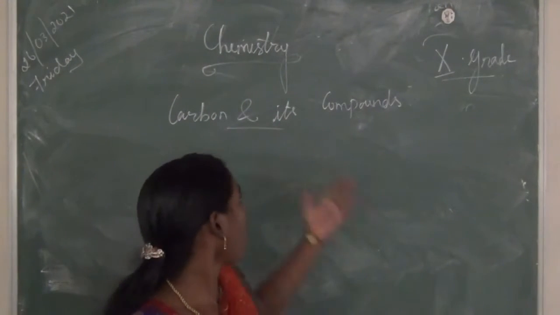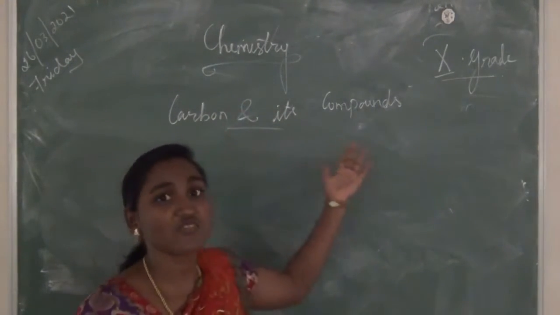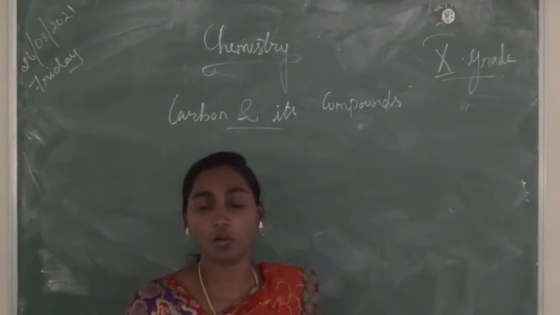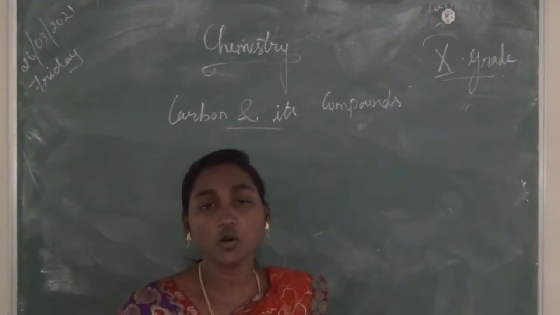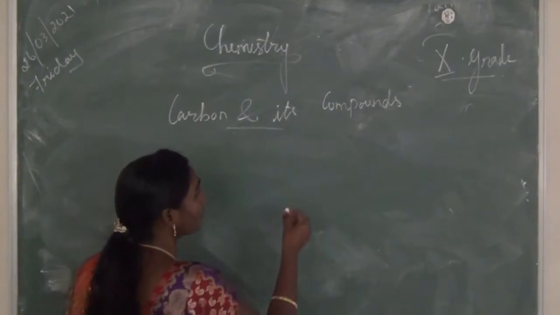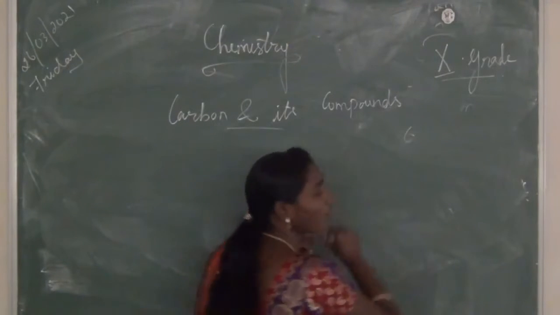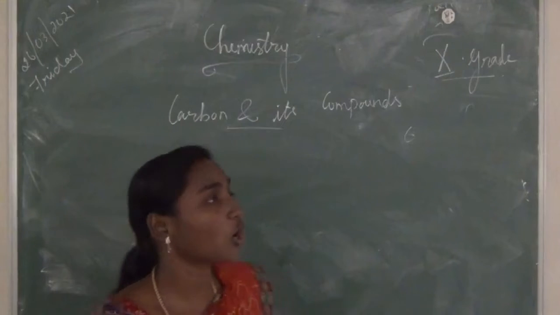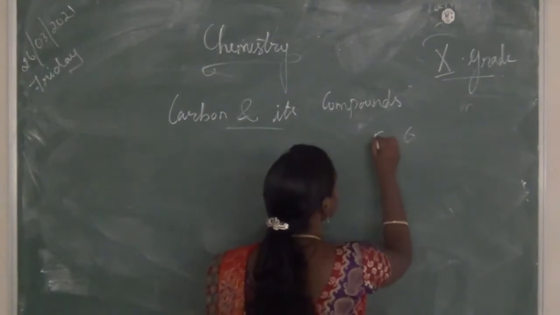You know, carbon and its compounds, from the heading itself we can understand that it is about carbon compounds. Okay, you all know the atomic number for carbon. The atomic number for carbon is 6. What is the symbol for carbon? The symbol of carbon is C.